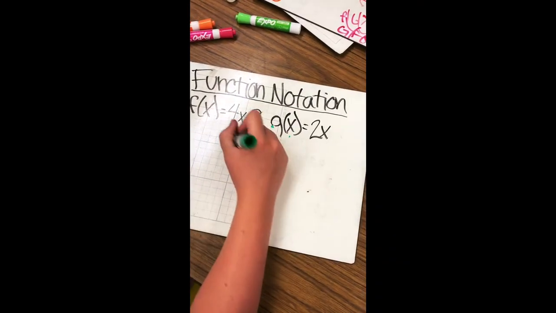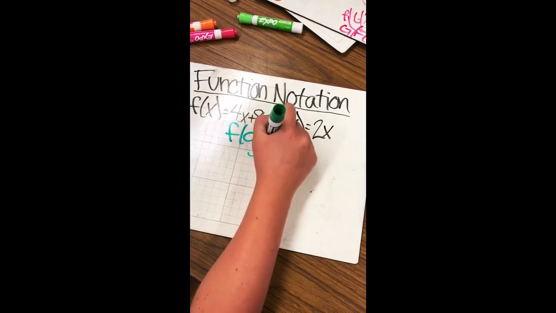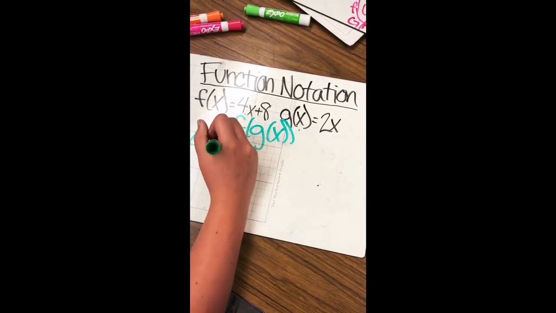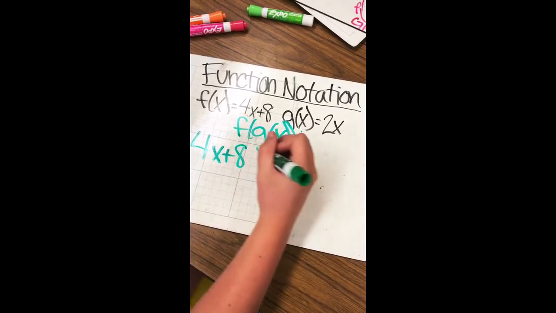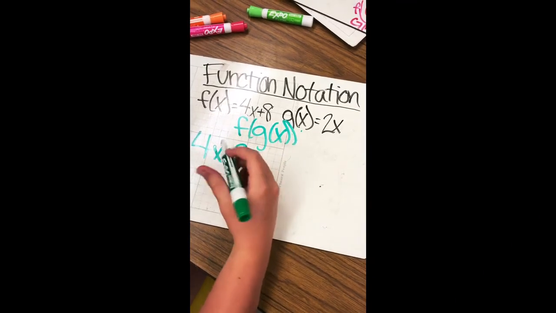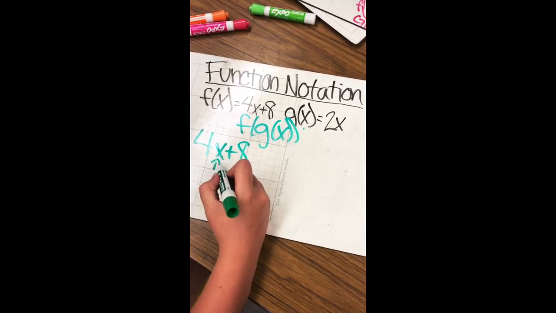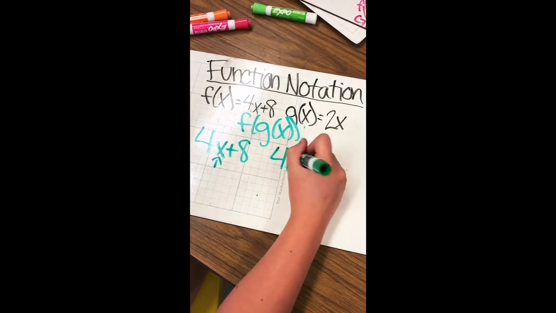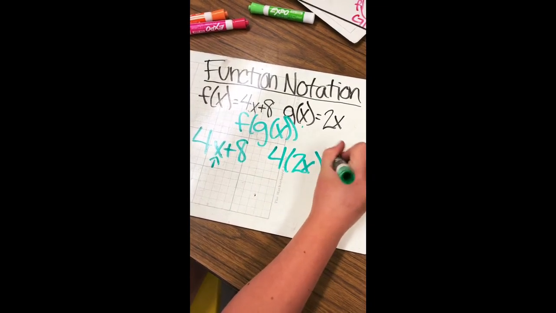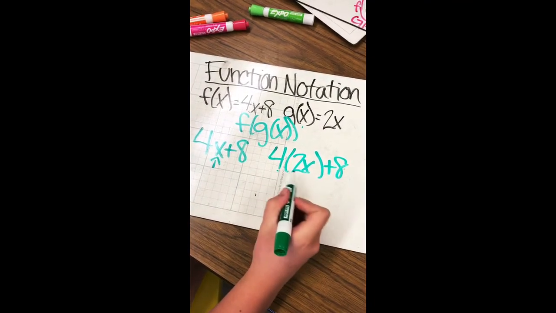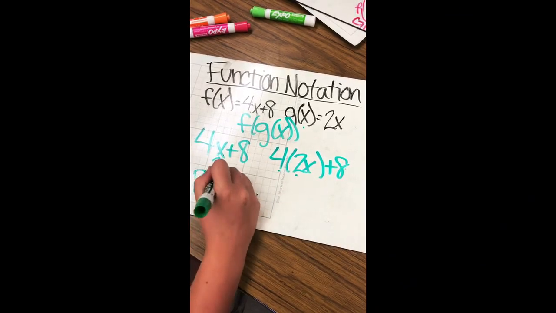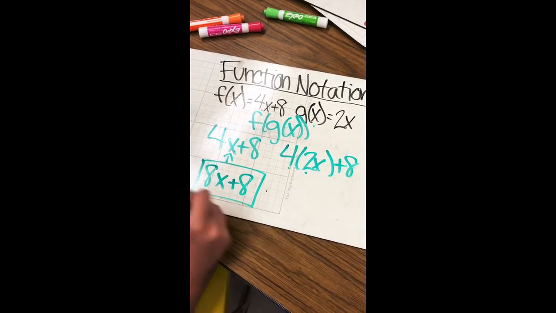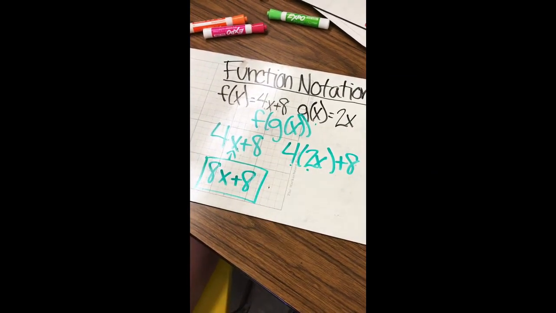Function notation with f of g of x. So the first thing that we are going to do is write out f of x, which is 4x plus 8. Then we need to insert the g of x in somewhere, which is where a variable would be. So then it is 4 times 2x plus 8. Then we distribute the 4 into the 2x, which turns out to be 8x. Then you add the 8 on the end, plus 8. You can also do this with g of f of x.